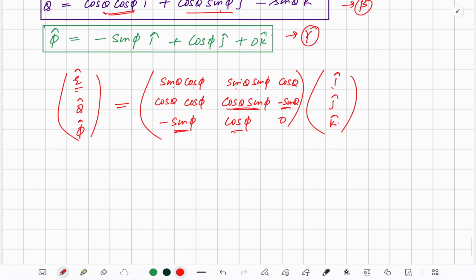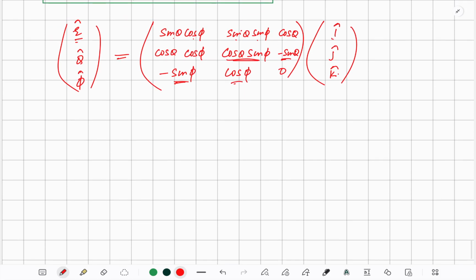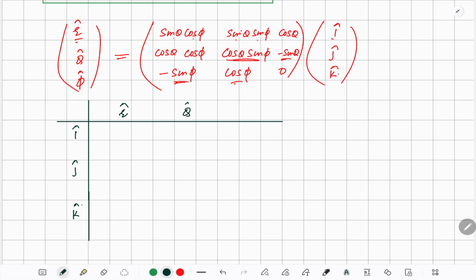So we can write it in a very different way as well. Let me write it in a different way, the way we are going to use it while transforming. Okay, so let me write it here: i cap, j cap, and then k cap. So here r cap, theta cap, and phi cap.